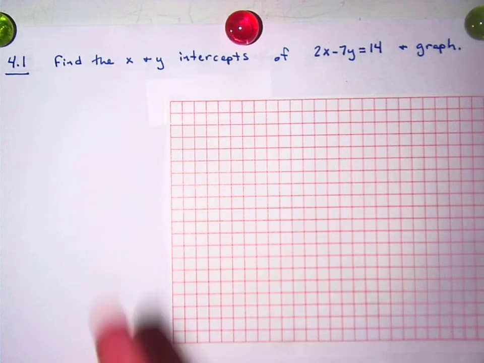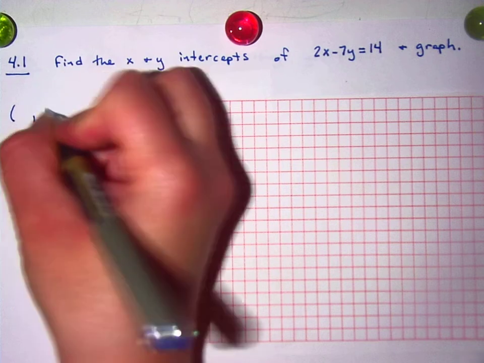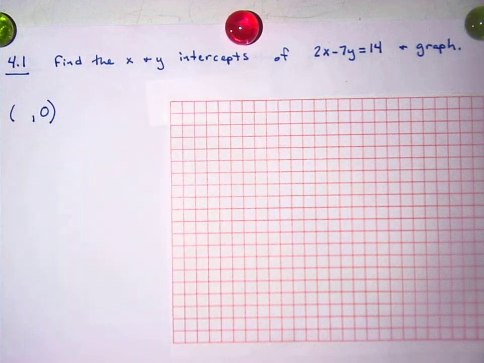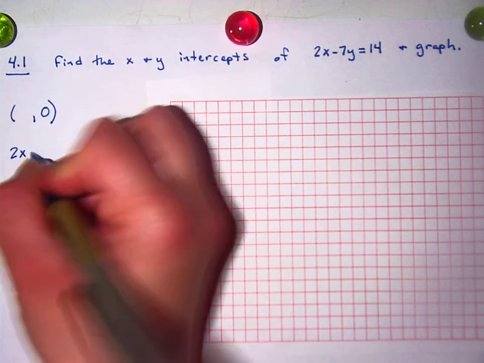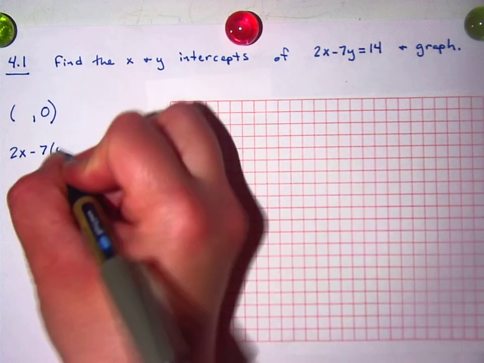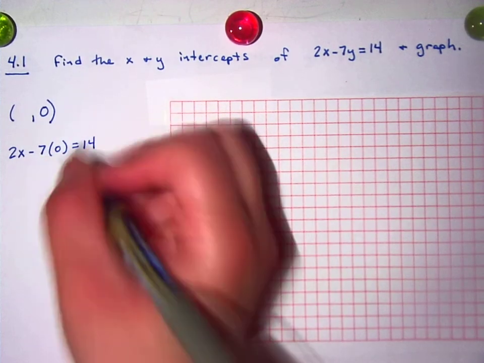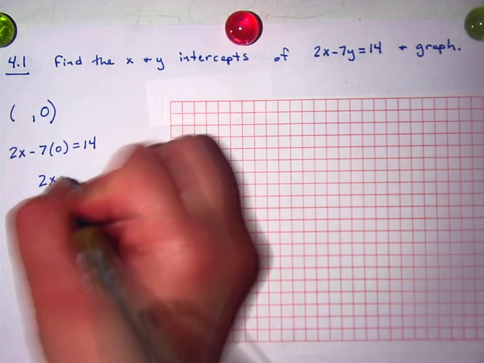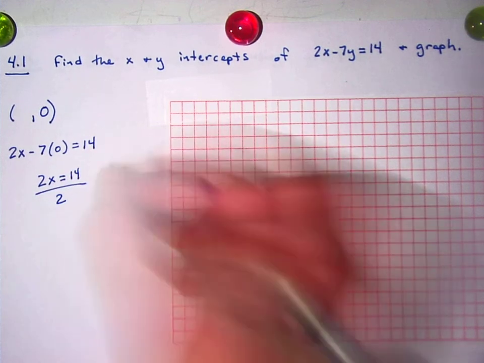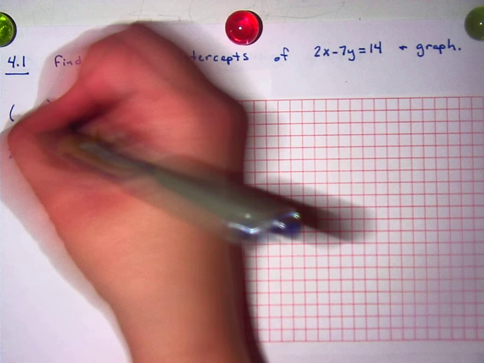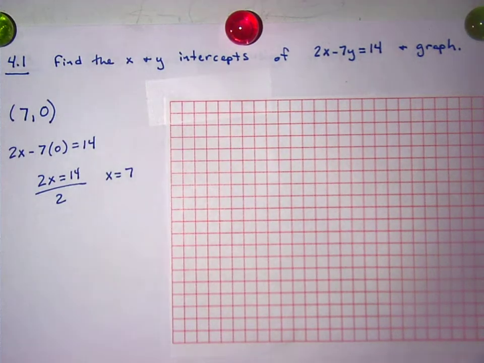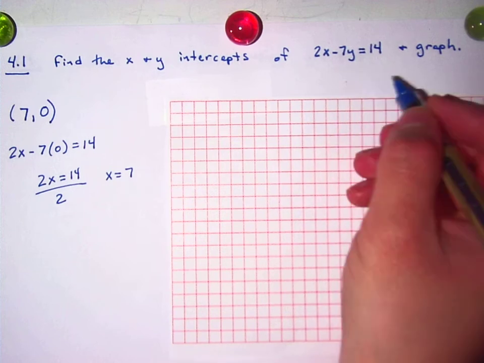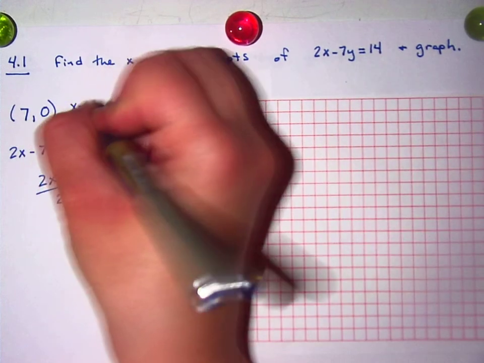To find an x-intercept, I've got to plug in 0 for y. So I'm going to write my point already with 0 in there for y. And then I write out the equation. So that's 2x minus 7 times 0 equals 14. 7 times 0 is just 0, so that's 2x equals 14. If you divide by 2 on both sides, you get 7. So the first point is 7, 0. And this is the x-intercept.